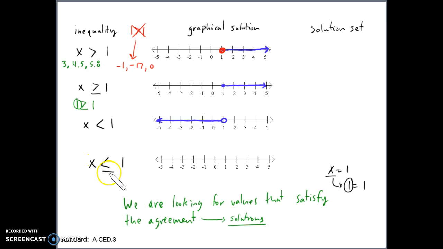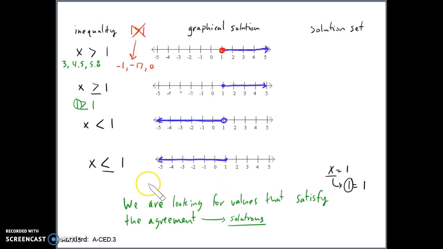x is less than or equal to 1. So now we have essentially the same inequality. The only difference is equal to. So now 1 is a part of the solution set, so it gets a closed dot. And so that's what's important to note here, the difference between a closed dot and an open dot.